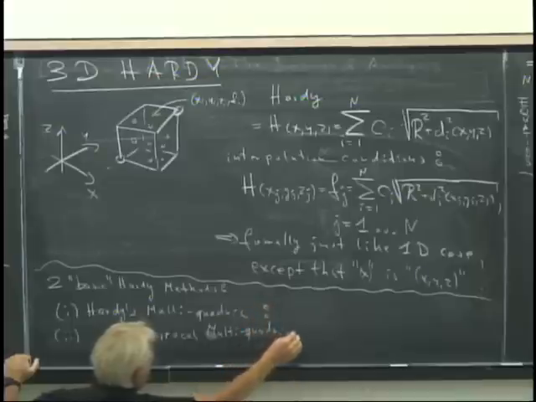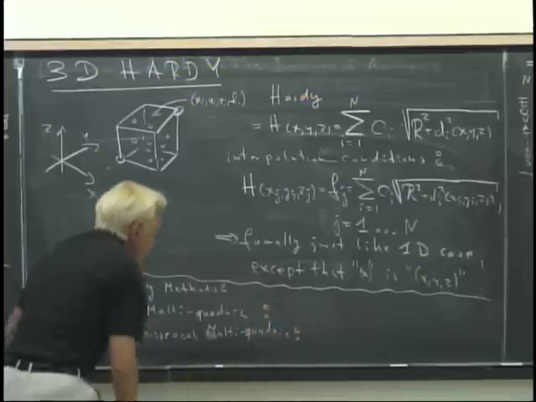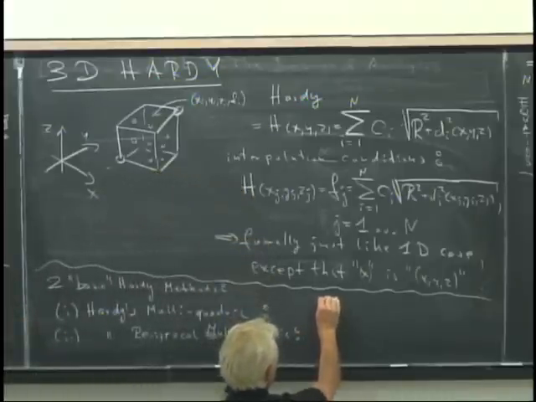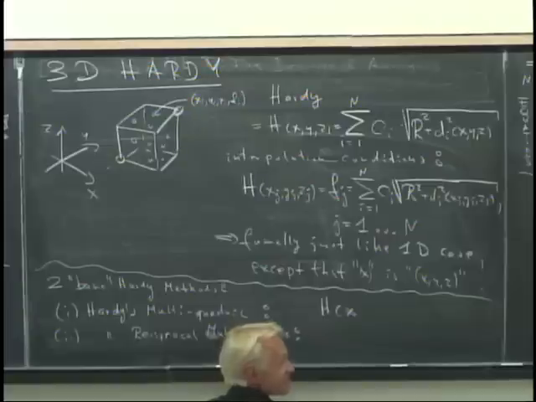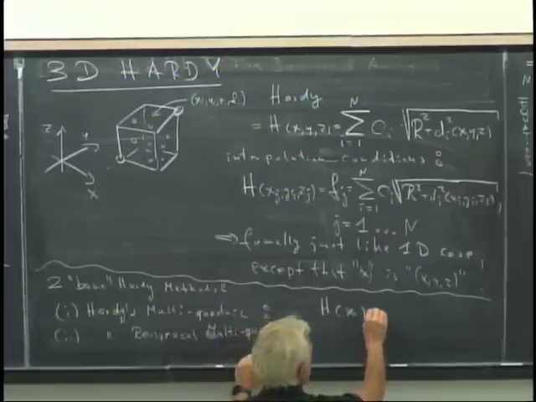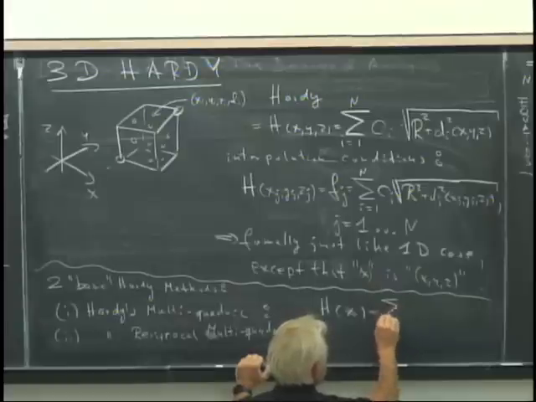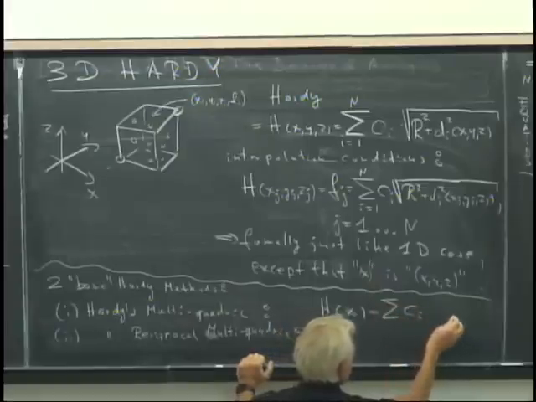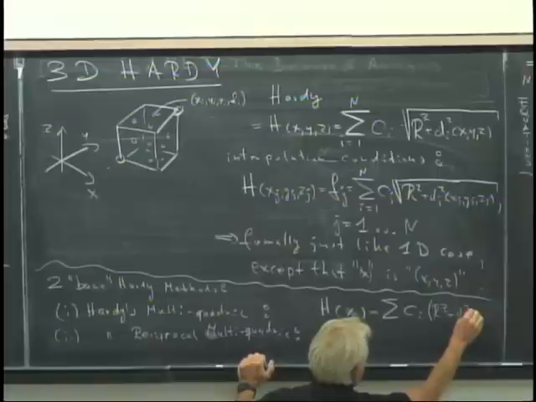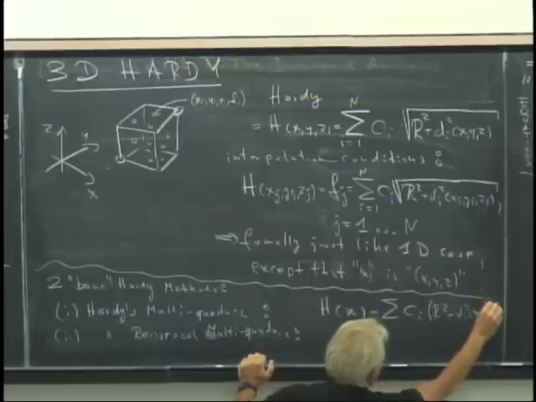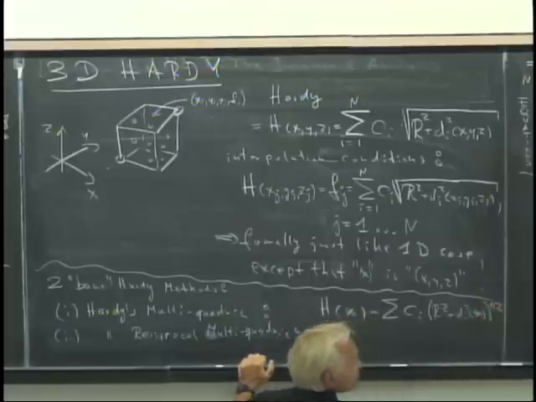Okay, I have to give you the definition of both. So this first one, h of x, I just write this now as a boldface x, whether n is dimensionless, it can be any dimension. H of x is the sum of coefficients ci times r squared plus di squared of x to some power, and this power was 1/2, that is the square root that I used over there.